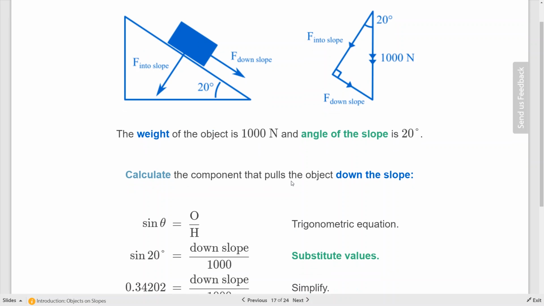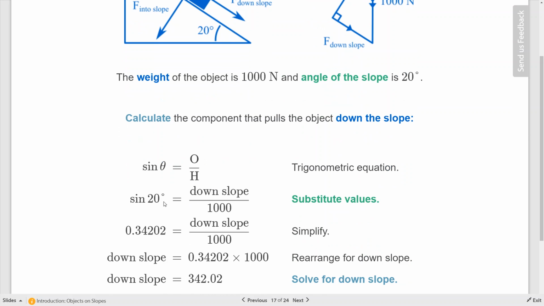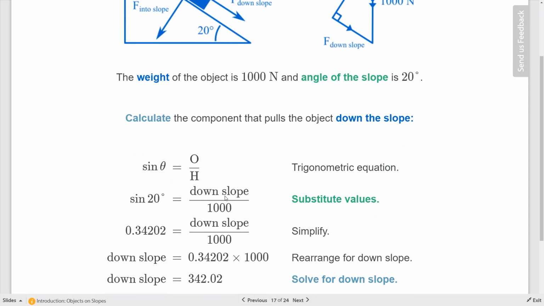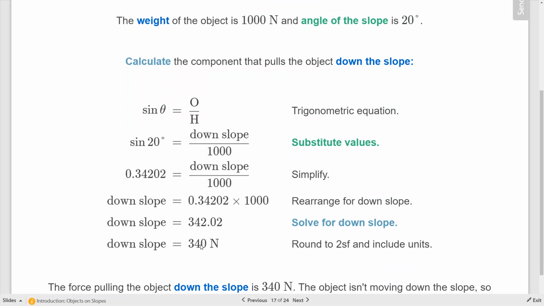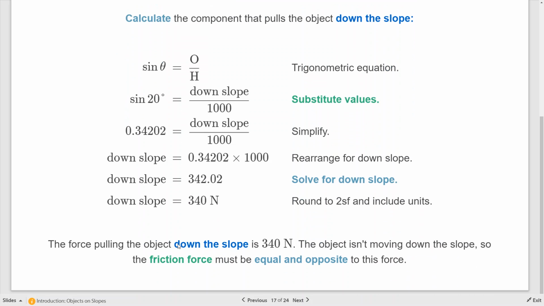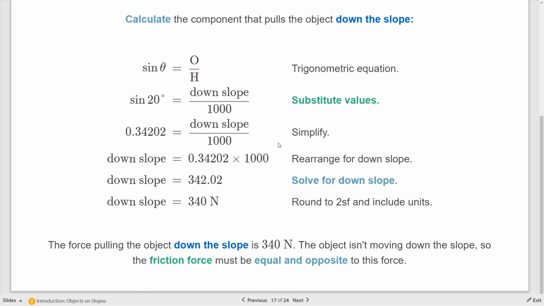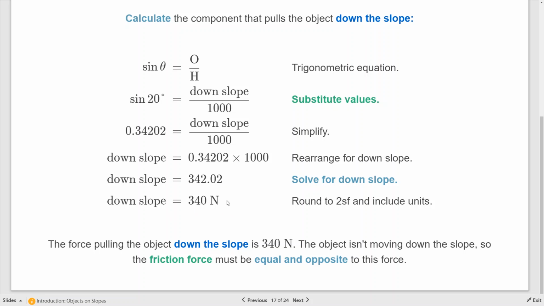So calculate the component that pulls the object down the slope. We're looking at this one here, and that's the opposite side. So we can use sine. So the sine of 20, because it's 20 degrees, is the force down the slope. So that's that one there. They could have put F down slope instead. Divided by 1,000, go through all the calculations, you get 340 newtons. So the force pulling the object down the slope, which is that one there, is 340 newtons, rounded to two significant figures.